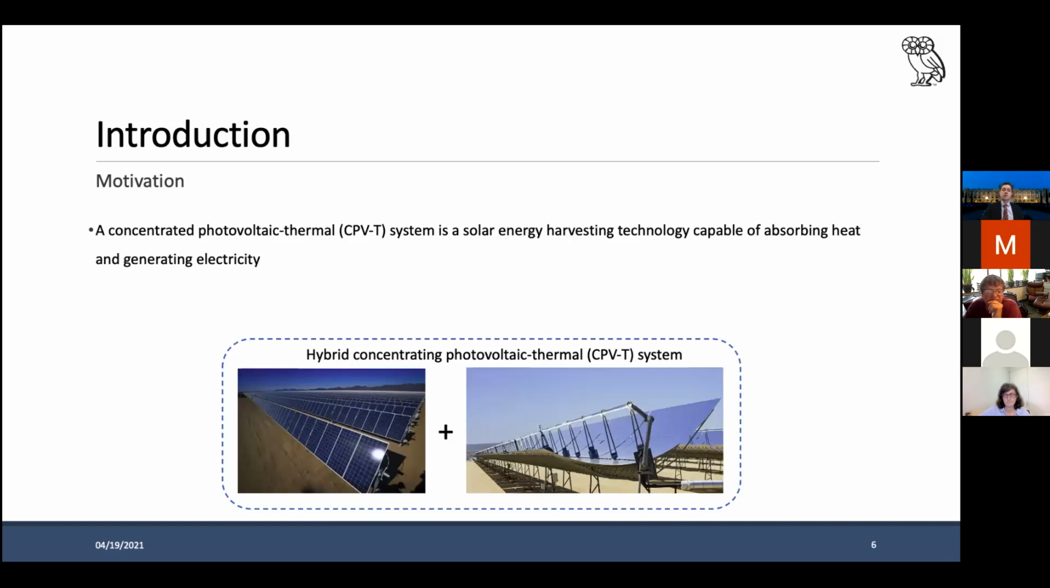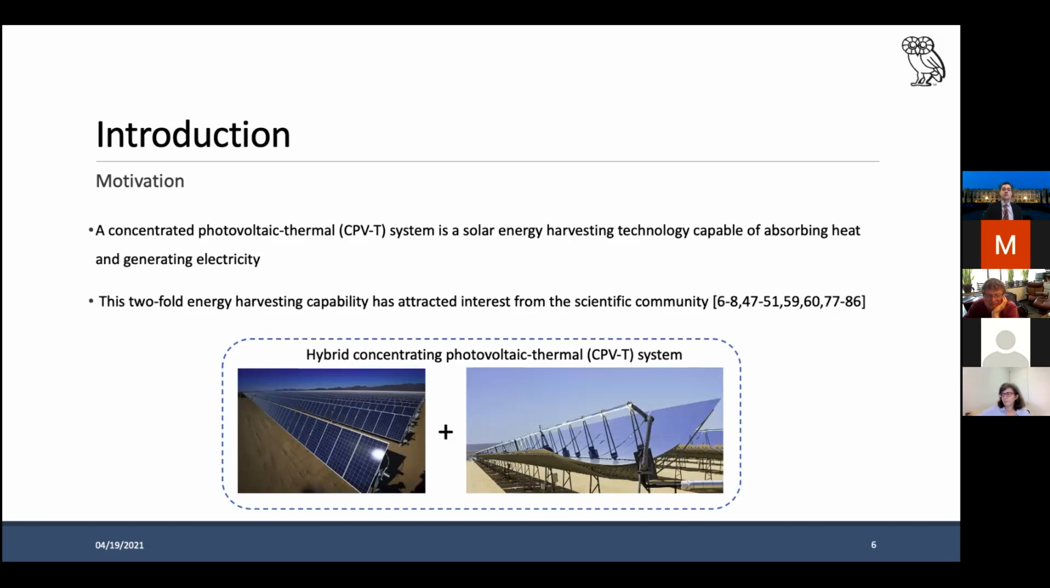In my PhD work, I investigated spectral splitting concentrated photovoltaic thermal, or CPVT, systems capable of absorbing solar energy as heat and generating electricity using solar cells. This twofold energy harvesting capability has attracted interest from the scientific community, with many researchers investigating different approaches to achieve hybridization and also investigating the performance of these systems.